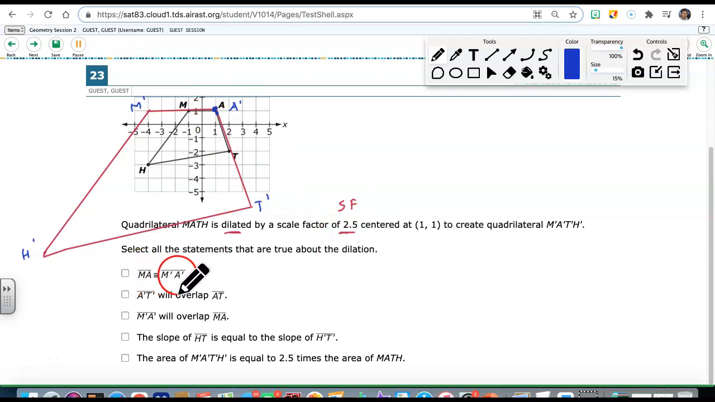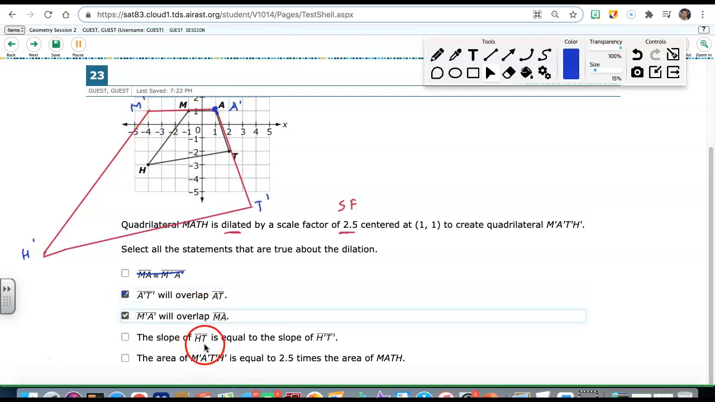First question, MA is congruent to M prime A prime. No, obviously not. That's wrong. AT prime will overlap AT. That's right, look at AT and AT prime overlapping, yes. Let's select that. MA prime will overlap MA. Yes. There's one on top of the other one, that's right.